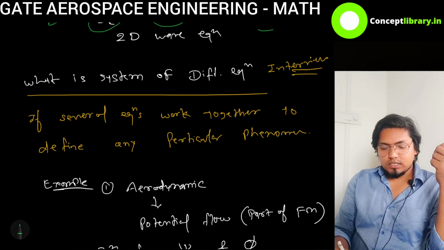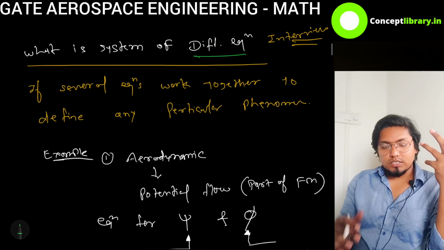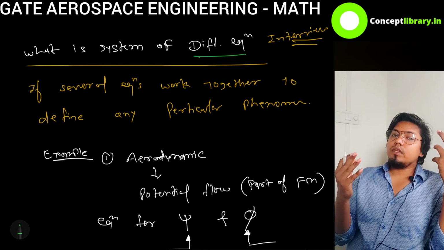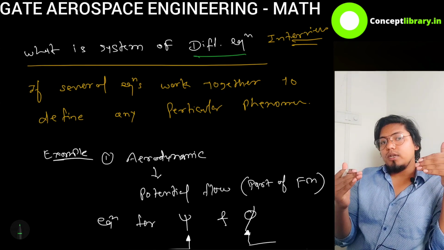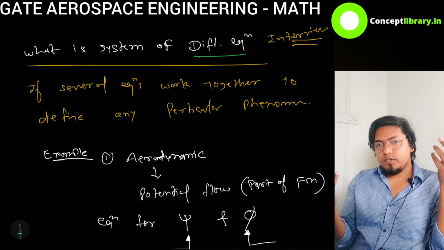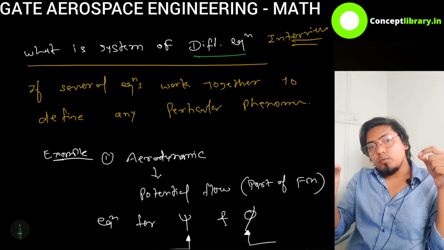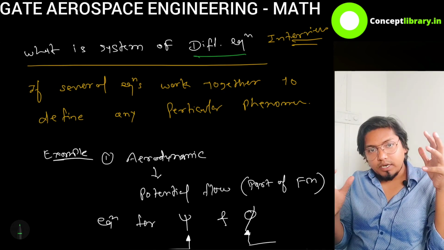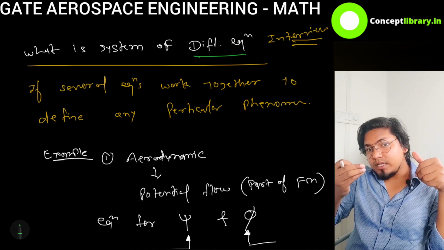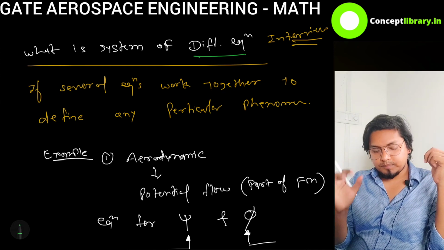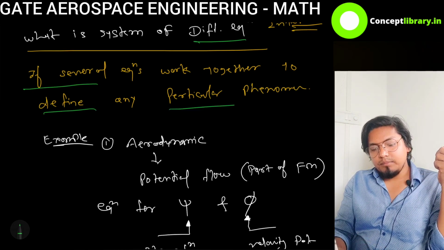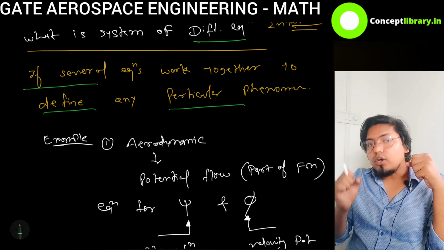Then what is a system of differential equations? Actually guys, see, there are certain phenomena we can't explain by using a single differential equation, because we need some set of equations, and for every set of equations we can convert them into their differential equation, right? So that's why we have a set of differential equations, and every differential equation will explain something else in the same phenomena. So if several equations work together to define any particular phenomena, then we get a set of differential equations.